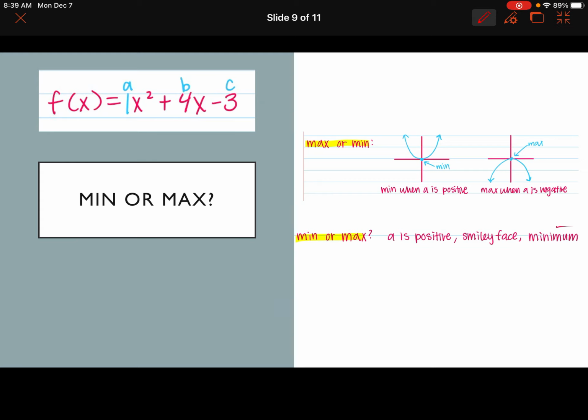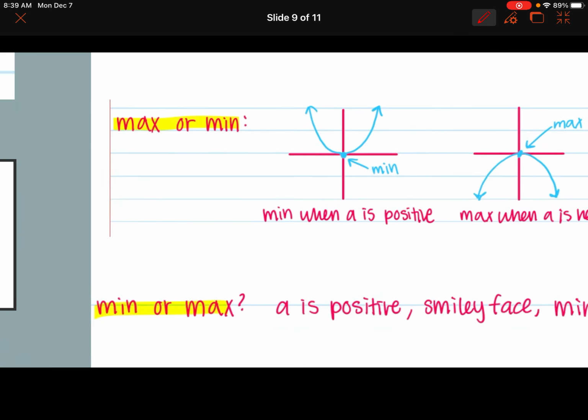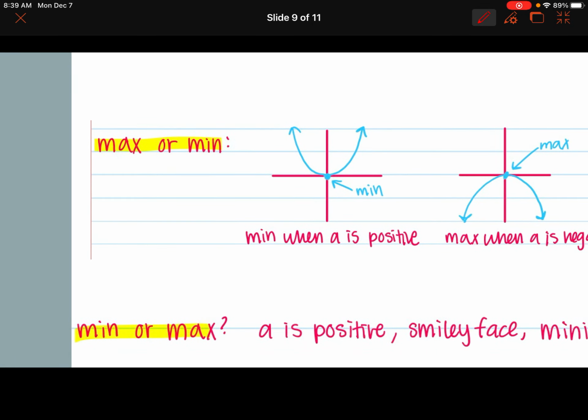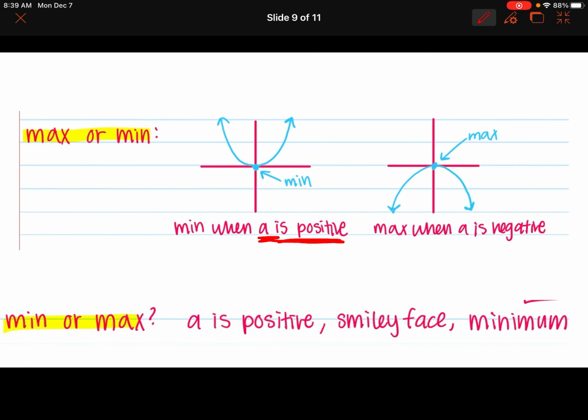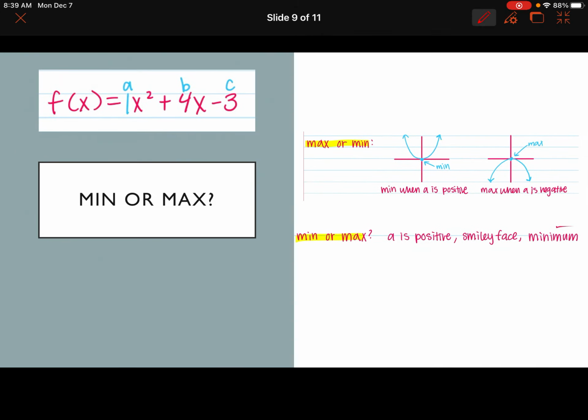All right, how do we know if this is going to be a max or a min? Well, let's zoom in on the right. If a, the first number, is positive, it's going to be a smiley face, which means we're going to have a minimum. But if a is negative, that means we're going to have a frowny face, and we're going to have a max. So let's look over here. Our a is 1. That is a positive number. So a is positive, we have a smiley face, which means we have a minimum.